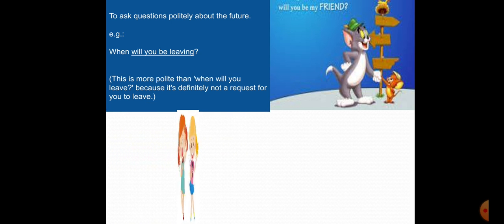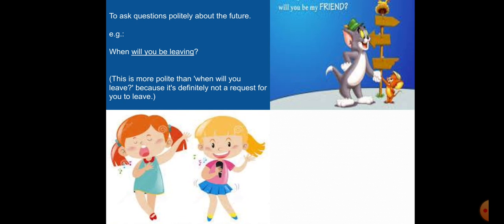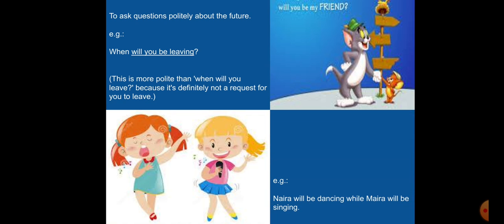The other thing is, you see two lovely girls in the picture, one is singing, one is dancing, both are doing that together. So when two things happen together, let's say Naira is dancing and Myra is singing. Now this activity, if it is in the future, then you say Naira will be dancing while Myra will be singing. Now what's happening here, student?